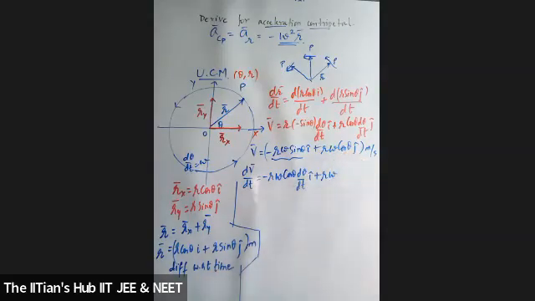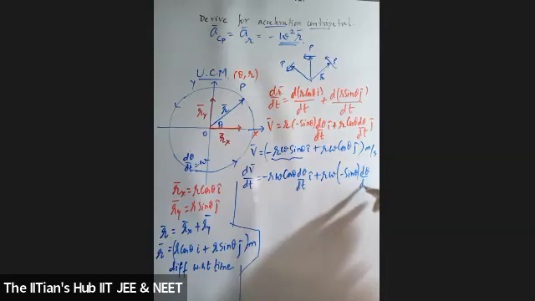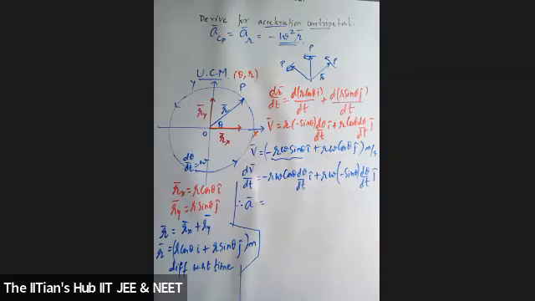Plus r omega. What is differentiating cos theta? Minus sin theta into d theta by dt j cap. Is this clear, students? Yes, sir. This becomes your acceleration, the rate of change of velocity. Agreed?